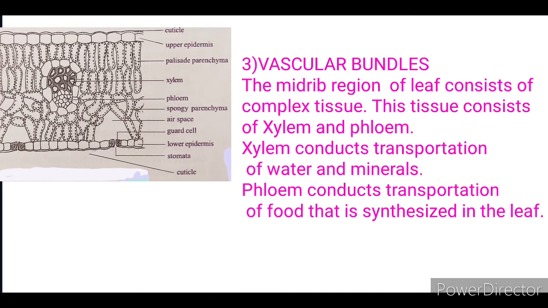Okay, next one, vascular bundles. The midrib region of the leaf consists of complex tissue. This tissue consists of xylem and phloem. Xylem conducts transportation of water and minerals. Phloem conducts transportation of food that is synthesized in the leaf.